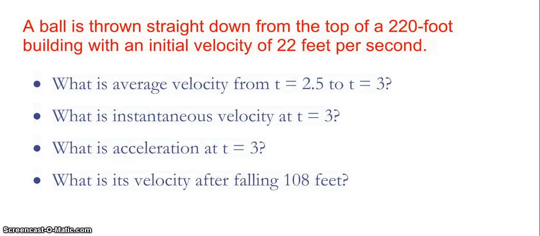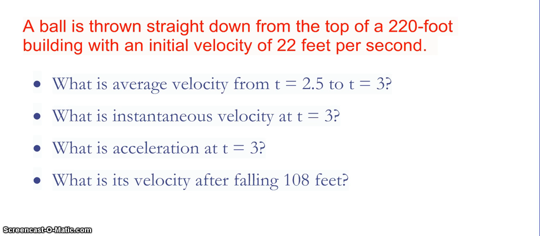Okay, first example. So a ball is thrown straight down from the top of a 220-foot building with an initial velocity of 22 feet per second. What is the average velocity from time 2.5 to time 3? What is the instantaneous velocity at time 3? What is the acceleration at time 3? What is the velocity after falling 108 feet?